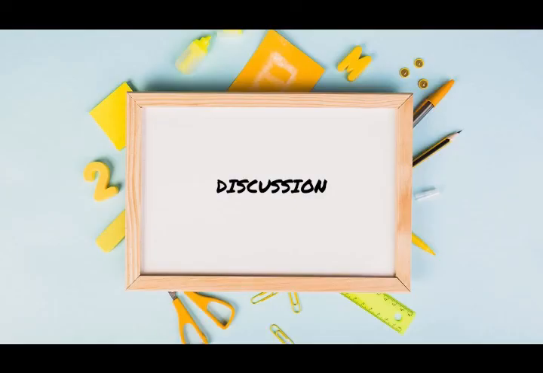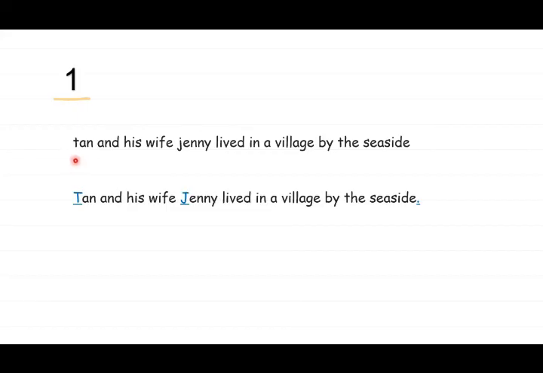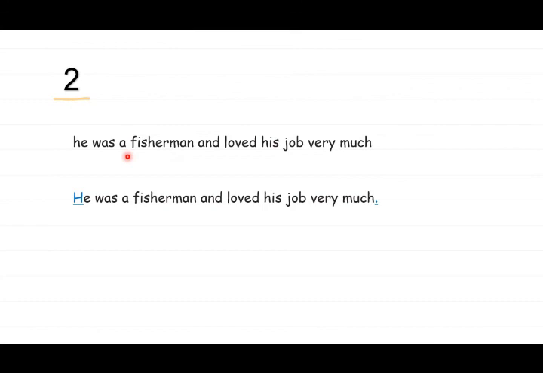Okay, now it's discussion time for the activity earlier. Okay, number 1, this is the question. Tan and his wife Jenny lived in a village by the seaside. Okay, so the punctuation marks missing here. Tanda baca yang hilang adalah huruf besar salah, T dengan J huruf besar, dan kena ada full stop. Okay, kalau awak dapat ini, betul. Number 2, he was a fisherman and loved his job very much. Okay, he, capital letter, and full stop.